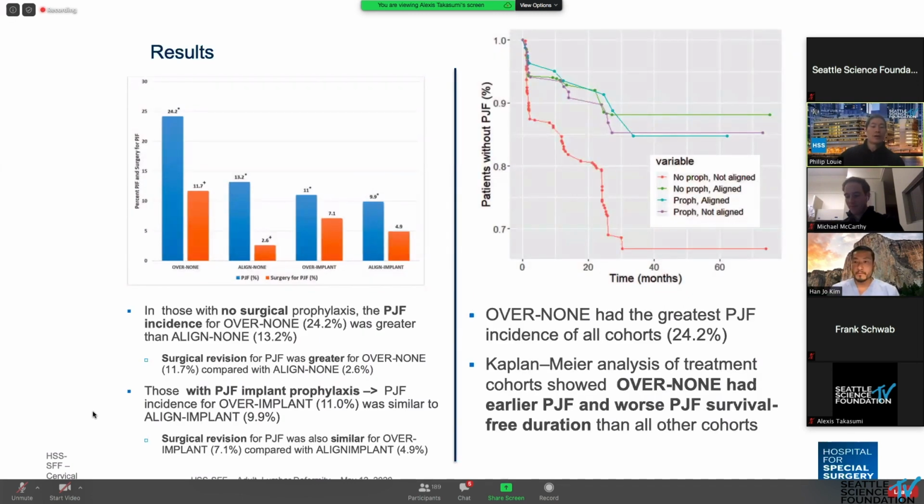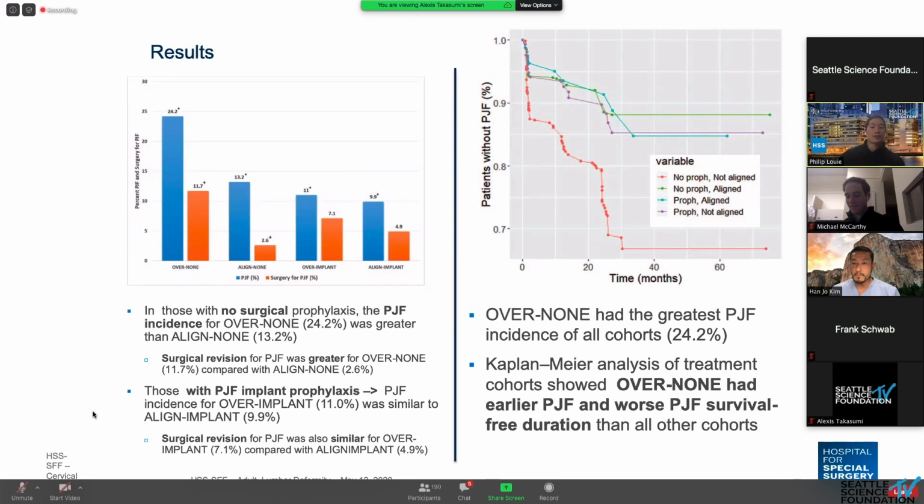Okay, so now let's talk about the alignment. In patients with no surgical prophylaxis and just focusing on alignment itself, if there was overcorrection of the alignment, PJF was at 24.2%. Whereas if they had, again, no surgical prophylaxis, but were within the accepted and goal sagittal alignment parameters, PJF occurred 13% of the time. Revision rates were also greater for patients who had overcorrection of their sagittal alignment.